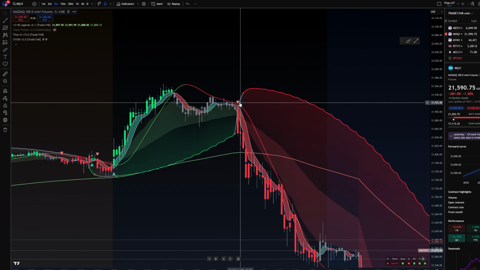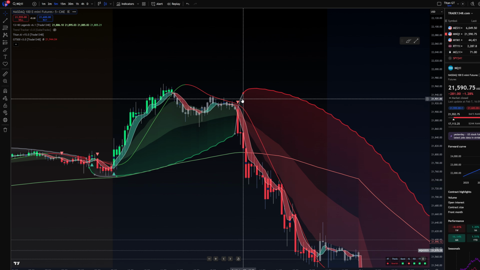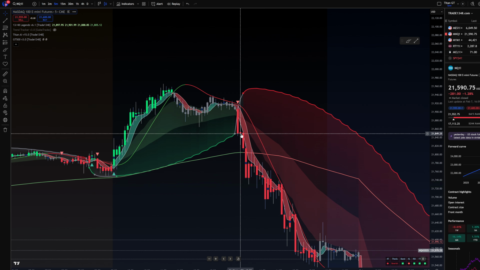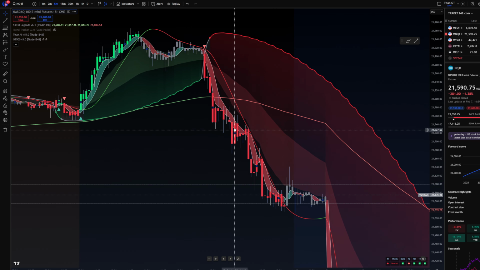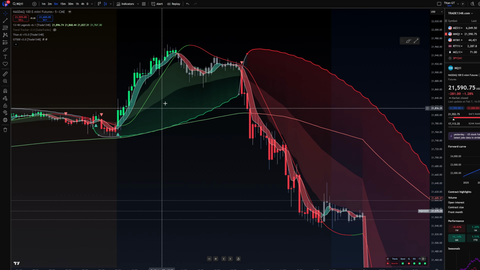As you can see here, we get a sell signal. It starts off gray, turns red. We get the break up to 200, then we come all the way down. And so we have multiple confluences.